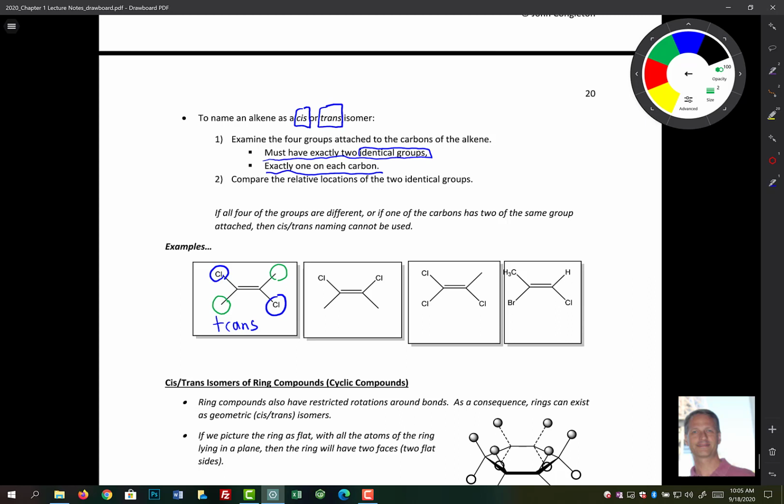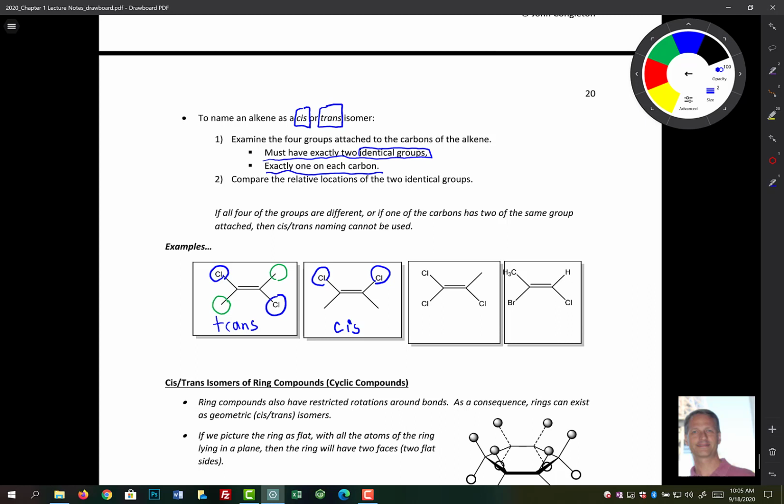But again, we're looking for two groups that are identical. So here's a chloro group and another chloro group, just like before. Here they're on the same side. Same side means cis for us. Now soon we're going to learn how to name these molecules.